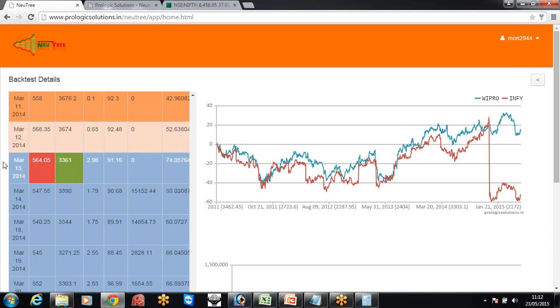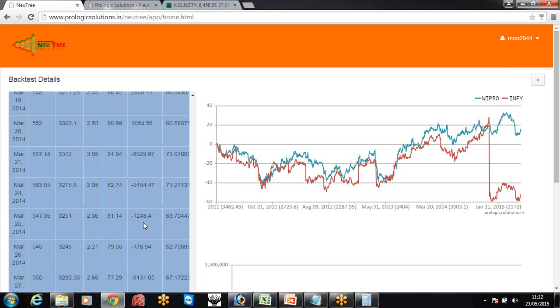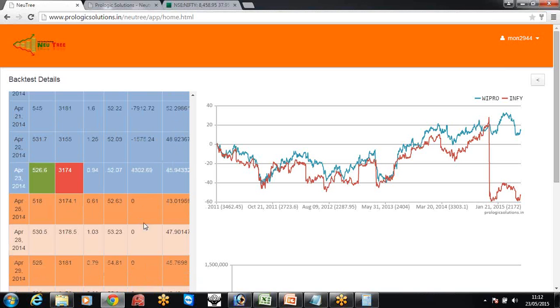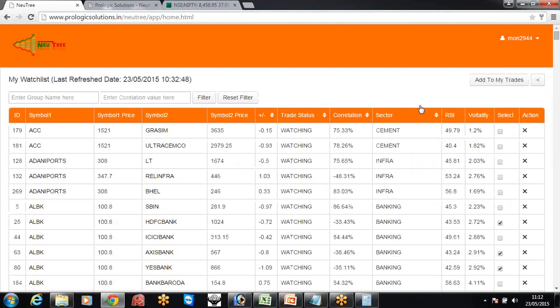So this is another trade. Wipro short, Infosys buy. The first day itself, it's 15,000, and then it gave you profits, some losses, and finally it ended at a profit. So I'll give you another trade.